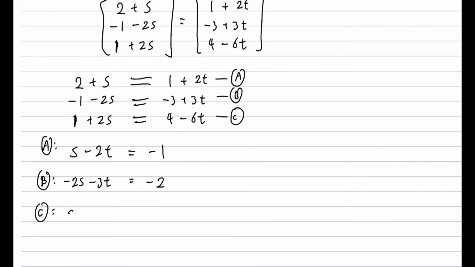We get 2S, leave alone. Minus 6T bring over, becomes plus 6T equals 4. Bring the 1 over, 4 minus 1 is just 3. Is that okay? Yeah. So now we try to solve this system.